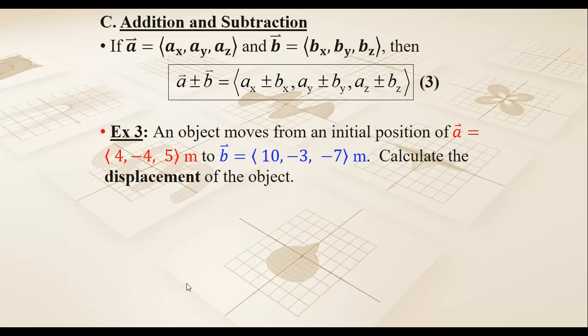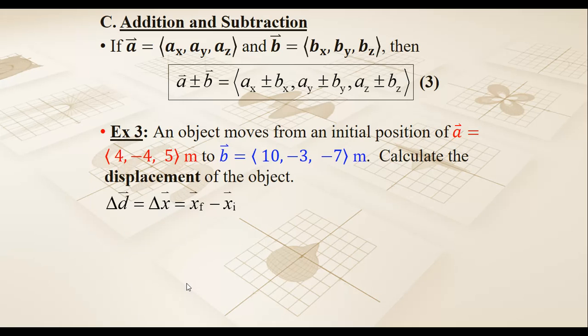Let's apply this to an actual physics problem though, a really simple physics problem. So it says an object moves from an initial position of A, which is (4, -4, 5), to B, (10, -3, -7) meters. So basically, the object is at the tip of vector 1, and I want to move it to the tip of vector number 2. And I want to calculate the displacement of the object in doing that.